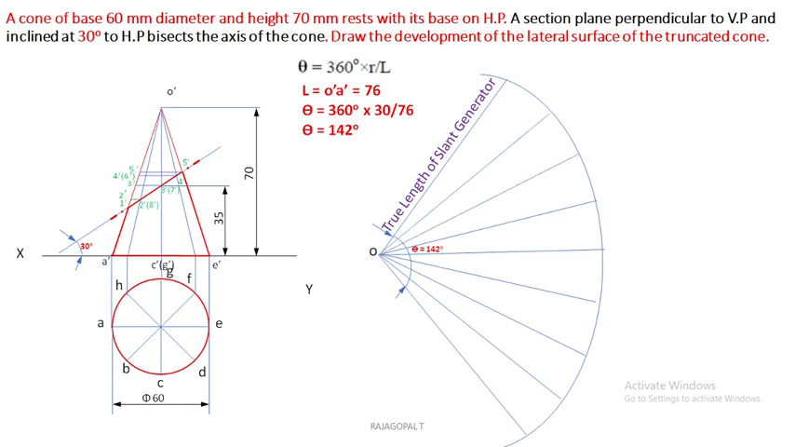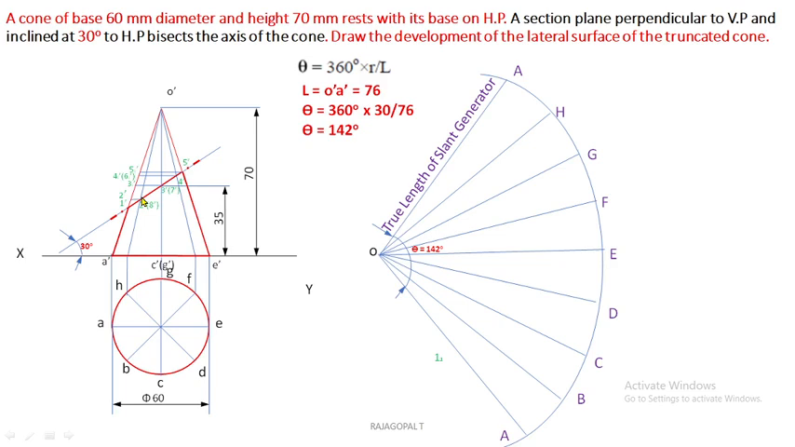Okay, after identifying the 8 divisions, we can mark A, B, C, D, E, F, G, H, and again A. So this radius is the true length of the slant generator. So the true length of the slant generator is O dash A dash in the front view. Now you can reproduce this O dash 1 dash on the OA slant generator. So mark 1. Next is 2.